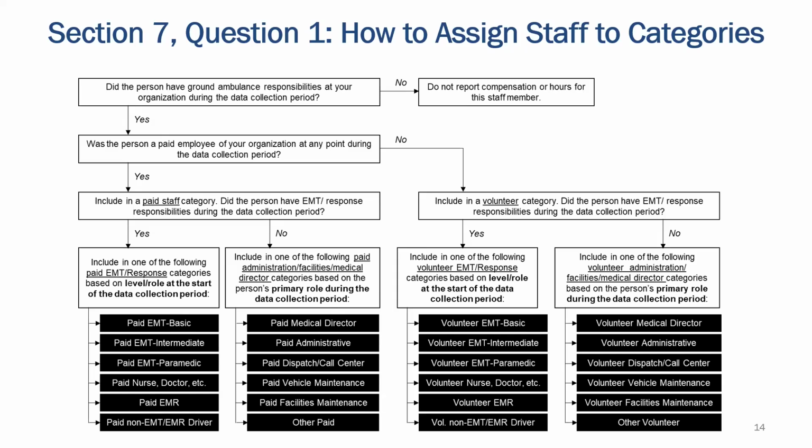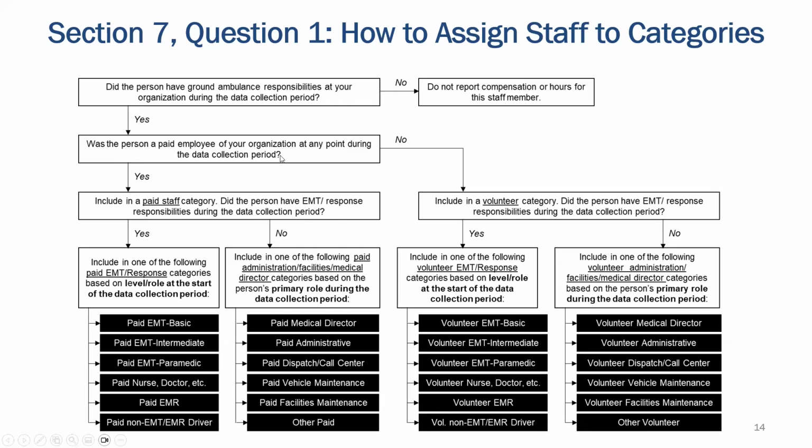So the instructions in section 7 give you advice and directions on how to actually assign each staff member to a given role. The first question is whether or not each of your staff have any ground ambulance roles. And if the answer is no, then they're simply not included in the information you report to GADCS. If they are, moving down this first yes path in the upper left of this slide, then the next question is, were they paid at any point during your data collection period? So the answer there is either yes or no. If it's no, that staff goes into the volunteer category. If it's yes, then that staff member contributes to a paid staff category.